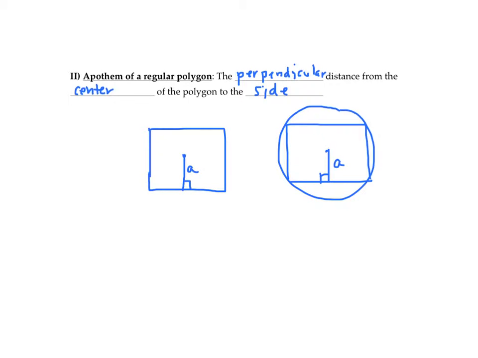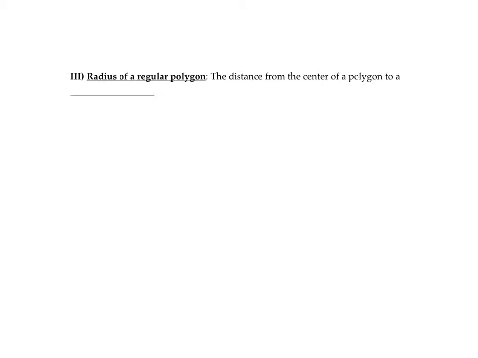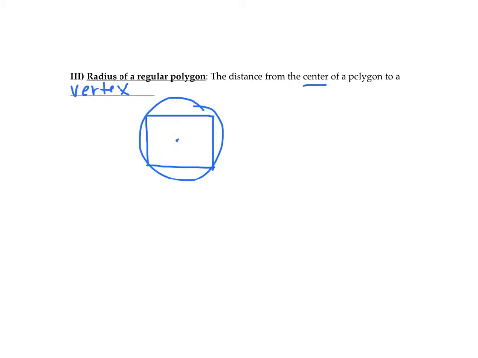Next, we're going to be taking a look at the radius of a regular polygon. The radius of a regular polygon is the distance from the center of a polygon to a vertex. So if you think back to that previous picture where we had the square inscribed inside of the circle, and this is the center of both the circle and the square, when we go perpendicular to the side, that's the apothem. When we draw the segment going from the center to a vertex, that's the radius. So I just labeled that with R.